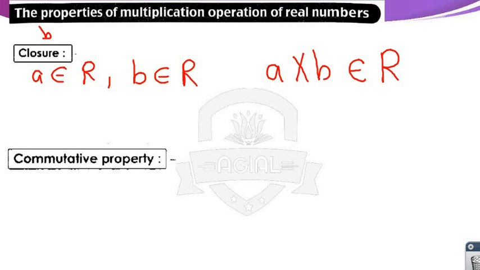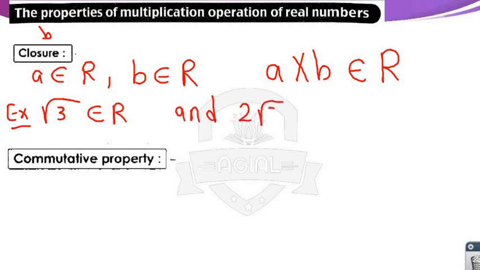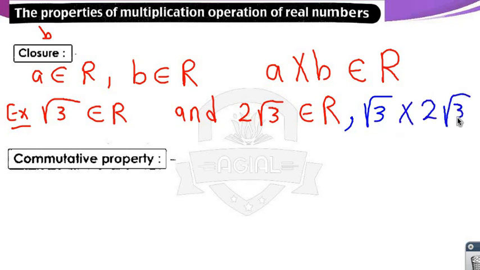So if we have square root of 3 belongs to R, in this example, and 2 square root of 3 belongs to R, then if we multiply the first number, square root of 3, by 2 square root of 3, here we have 2 multiply 1, it will be 2, and square root of 3 multiply square root of 3 will be 3. So 2 multiply 3 will be 6.